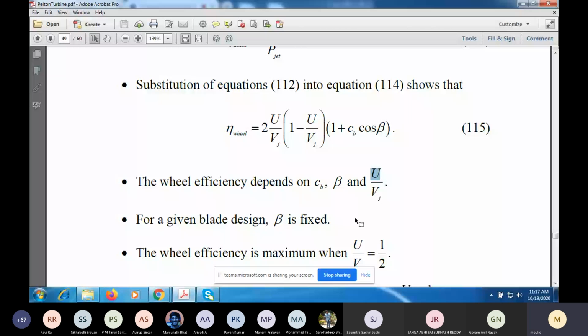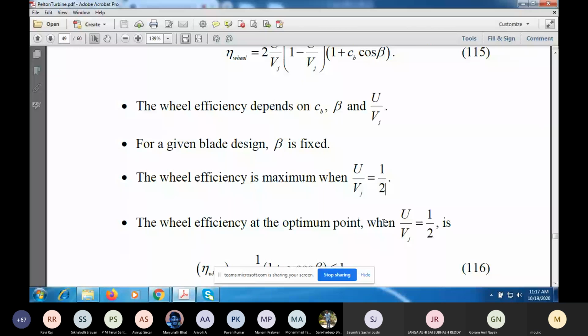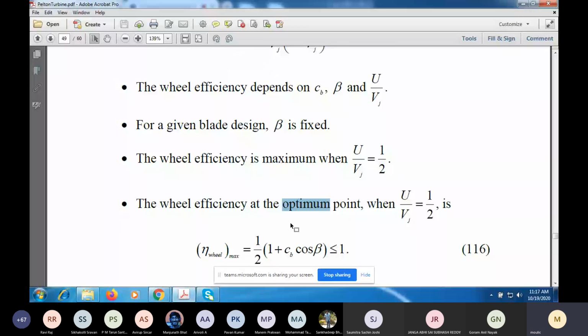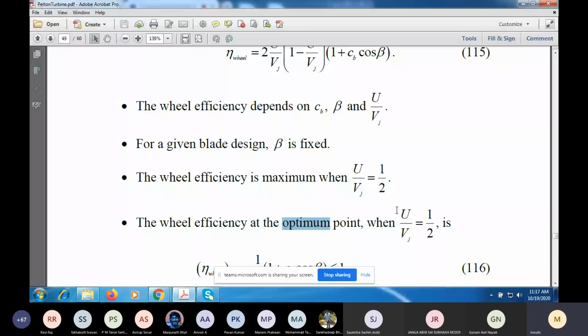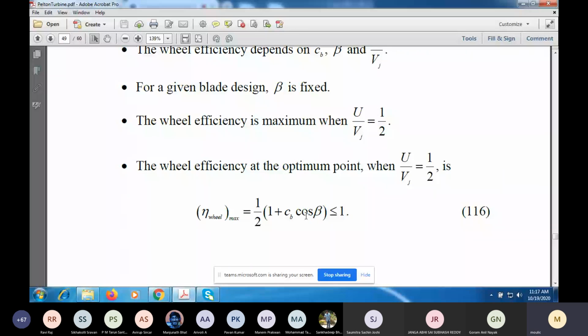And this is a simple expression which tells you that the maximum efficiency will occur when U by Vj is half. This is what you may call the best efficiency point or the optimum point of operation. If I put U by Vj equal to half, then twice U by Vj here will give you 1, and 1 minus U by Vj will give you a half, 1 minus half. So we'll have half times 1 plus Cv cos beta.